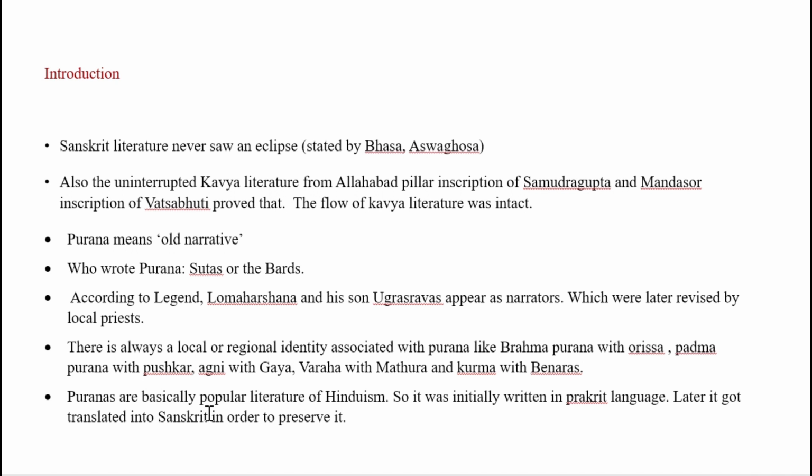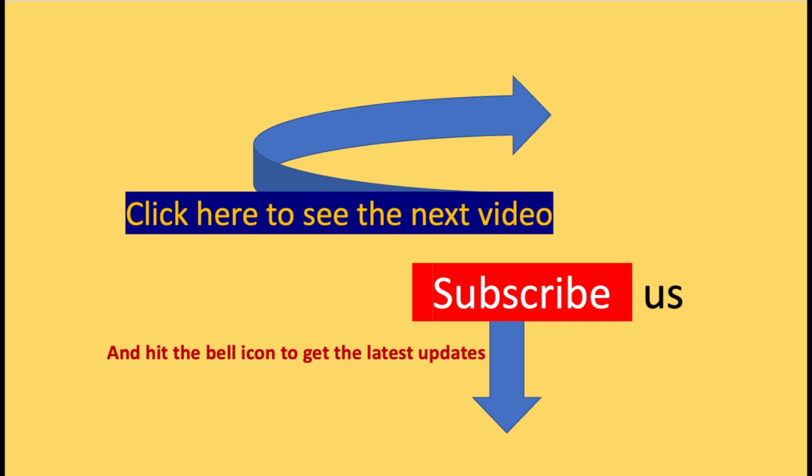it was written in the Prakrit language, but later it got translated into Sanskrit because there was a need to preserve it, because the language of writing is not Prakrit, it is always Sanskrit. So initially it was written in Prakrit to have a popular appeal so that common people would understand it. But when there was an urge that it had to be preserved for later generations, Sanskrit was used. So first Prakrit, then Sanskrit.